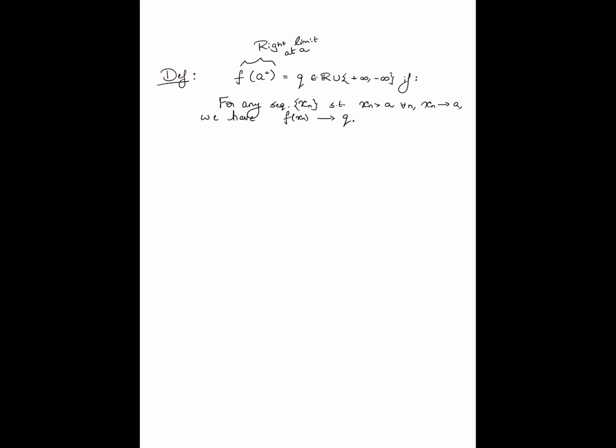As I said, this is only the sequential definition. You can write an equivalent epsilon delta definition as well. The reason I have chosen to write the sequential definition is that if I were to write an epsilon delta definition, I would have to write a different definition for the case where q is real valued, the case where q is plus infinity, and the case where q is minus infinity. On the other hand, the sequential definition is more compact, right? A single definition covers all cases. That's the only reason. But again, these are equivalent.